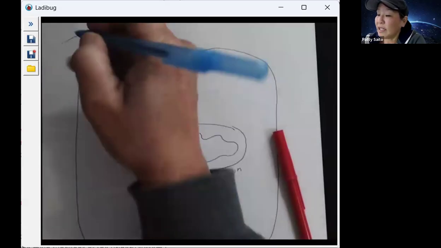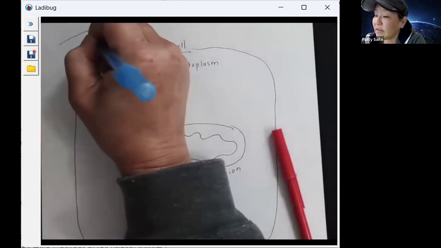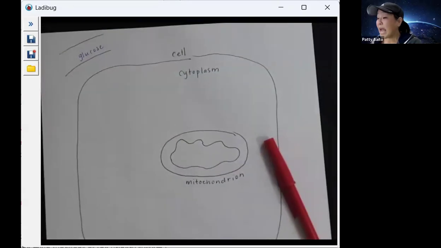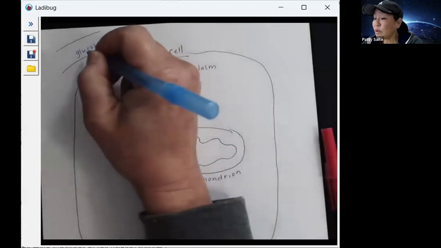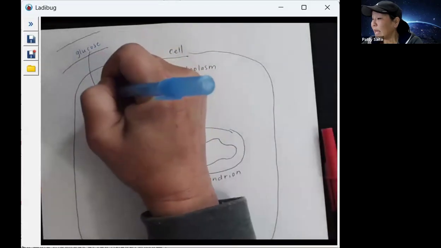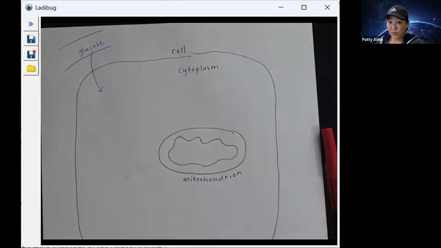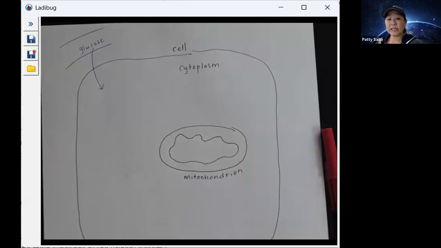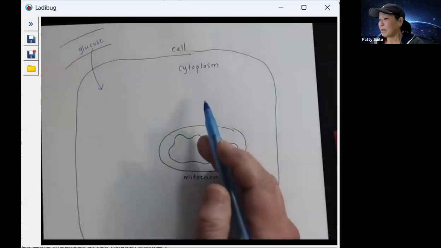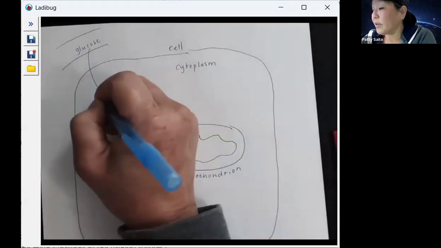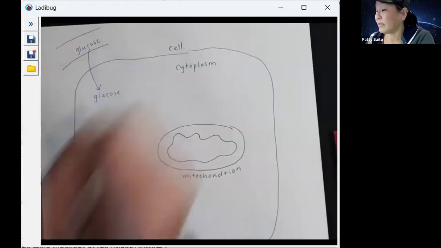So we get glucose. What happens to that glucose? Glucose will enter the cell from our blood. And remember, when we talked about the endocrine system, the role of insulin in allowing glucose to enter the cell. Very important. So once in the cell cytoplasm, that glucose is going to undergo some reactions.